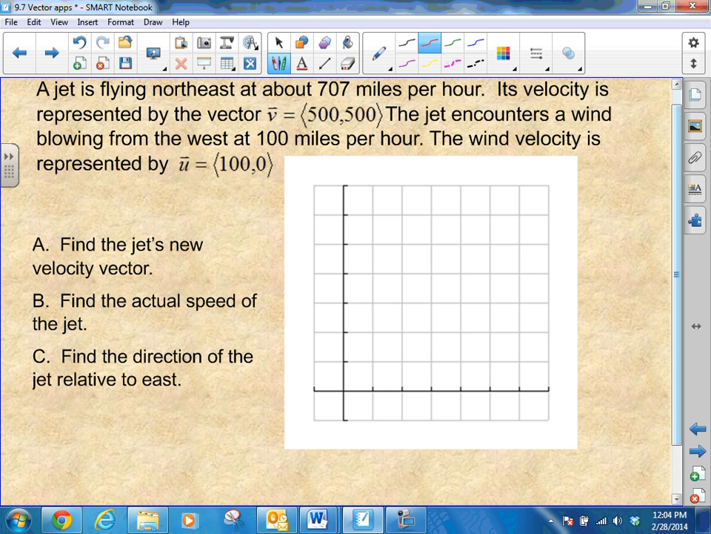So you got to draw this. What you're going to do, I'm going to go by 100. So I'm going to go 500, 500, and that's going to be my jet, right? Yes or no? All right. So please be drawing this. There's your jet.